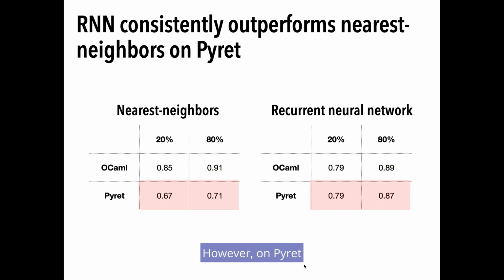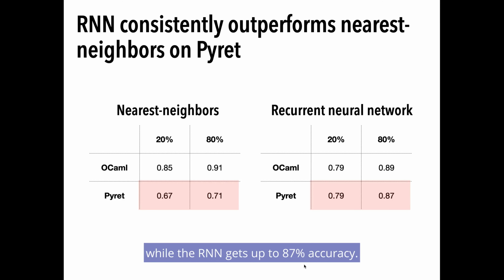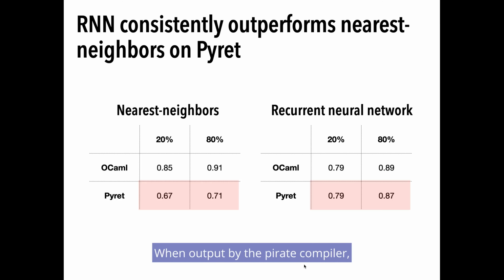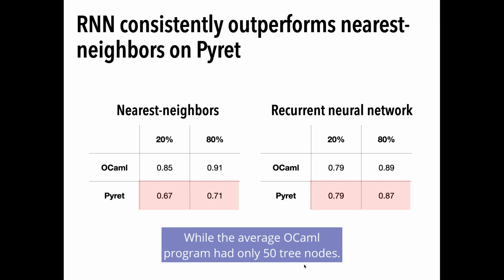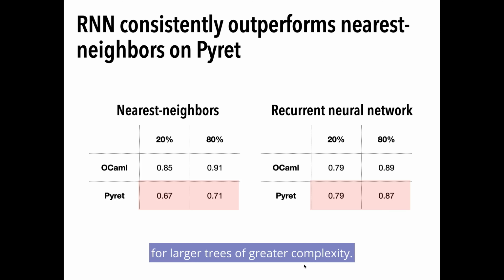However, on Pirate, the RNN consistently outperforms nearest neighbors. You can see how nearest neighbors never exceeds 71%, while the RNN gets up to 87% accuracy. Now, my hypothesis for this has to do with the nature of the trees in each program. When output by the Pirate compiler, the average Pirate program in our dataset had 196 tree nodes, while the average OCaml program had only 50 tree nodes. So the tree edit distance metric may perform worse for larger trees of greater complexity.